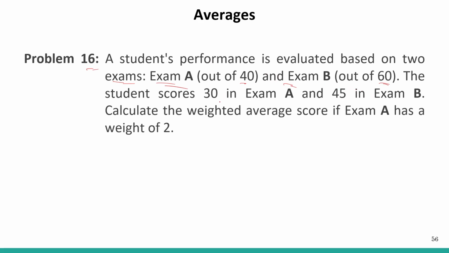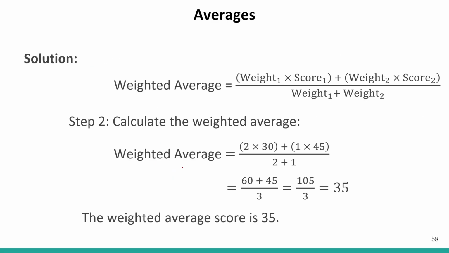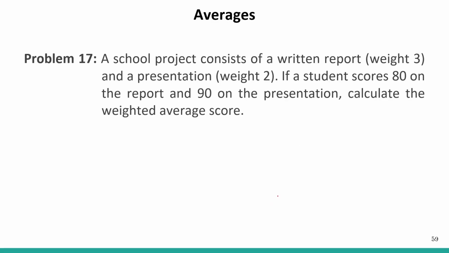The student scores 30 in exam A and 45 in exam B. Calculate their weighted average score if exam A has a weightage of... So use the weighted average formula: weight 1 into score 1 plus weight 2 into score 2, whole by weight 1 plus weight 2. So this is equal to 60 plus 45 by 3, which is 105 by 3, which is equal to 35. So this is the correct answer. The weighted average score is 35.